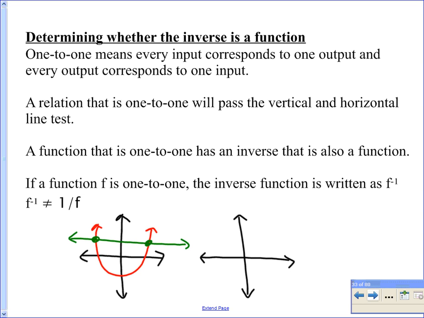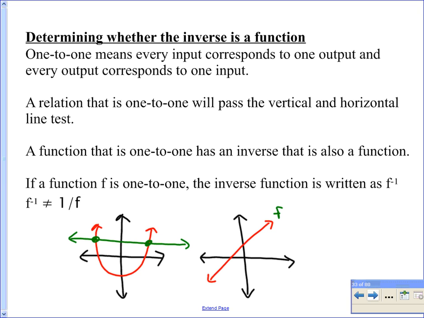All right, now let's consider a line, a linear equation. That passes the vertical line test. It also passes the horizontal line test. So that means the inverse of this function, we'll call it f, is also going to be a function. So it is a one-to-one function. It passes the vertical and the horizontal line test.